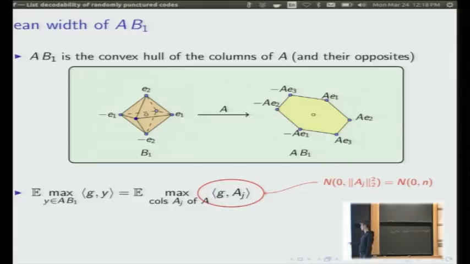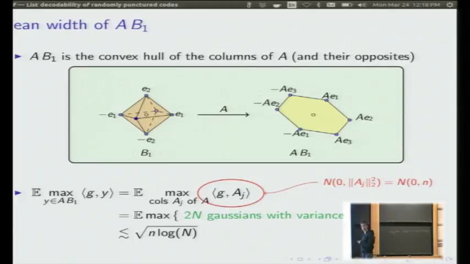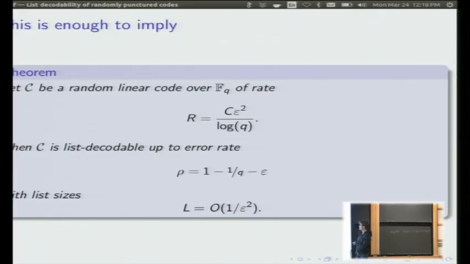That's a Gaussian random variable. It's normal with standard deviation square root of n, or with variance n, which is just the L2 norm of the columns, which are all plus minus ones. Right? And so that's the maximum of 2n Gaussians with variance little n. Okay. I know what that is. It's like square root of n log n, more or less. And so, right, we wanted to show that this thing was small. Now it's small. And it turns out that that level of small is enough to show a statement like this.